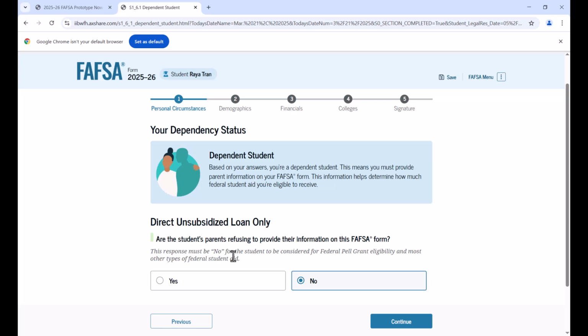This posed as a very tricky question last cycle to a lot of students, and so FSA, or Federal Student Aid, has decided to go ahead and pre-populate this question as no, which is why you can see here that it is highlighted as no, because we want this to be the last case scenario in all possible. So just know here, if you select yes, only direct unsubsidized loans are available.